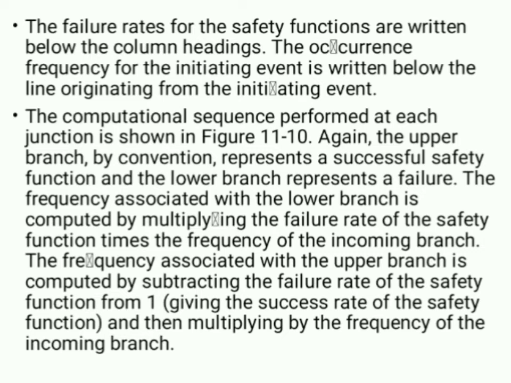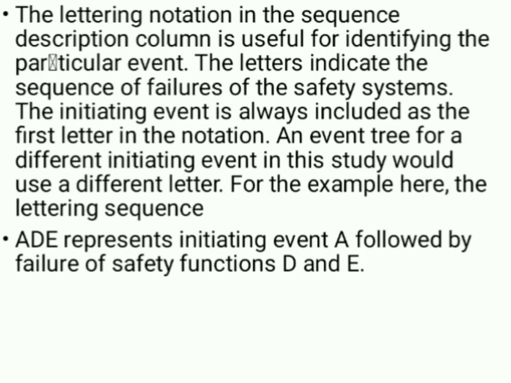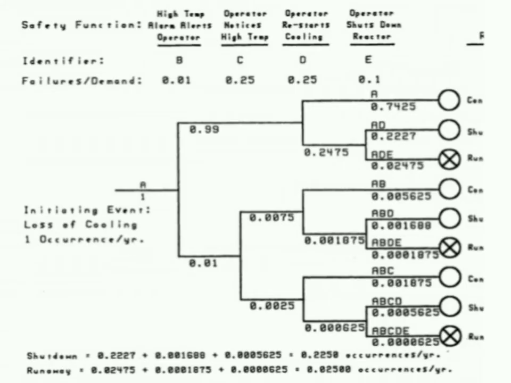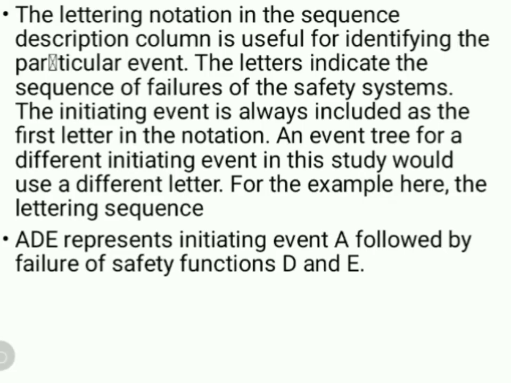Then failure rates for the safety functions are written below the column headings. Now we can see how the failure rates are written. Here we can see 0.99, written below the line. Again written below the line, again written below the line. So failure rates are generally written below the line. Now we can see the next point.